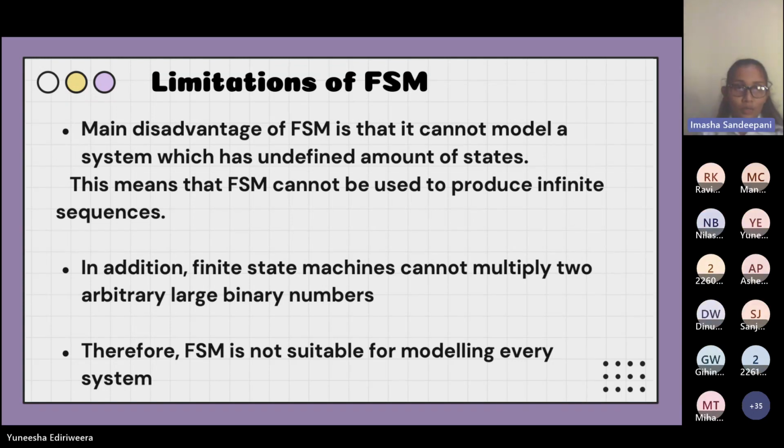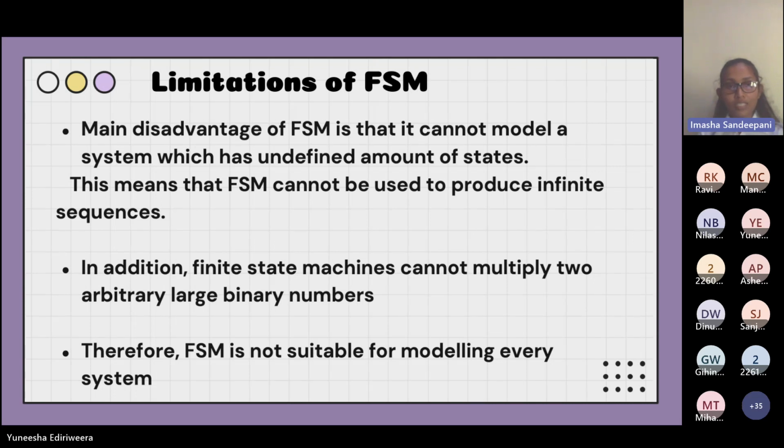Now you have an idea about the types of finite state machine and how each type works. We will discuss some of the limitations of FSM. Earlier, Unisha mentioned that FSM is the simplest model of computation. While its simplicity is one of its major benefits, it also becomes one of its disadvantages. As stated in its name, a finite state machine can only have a finite number of states. It cannot model a system which has an undefined number of states.